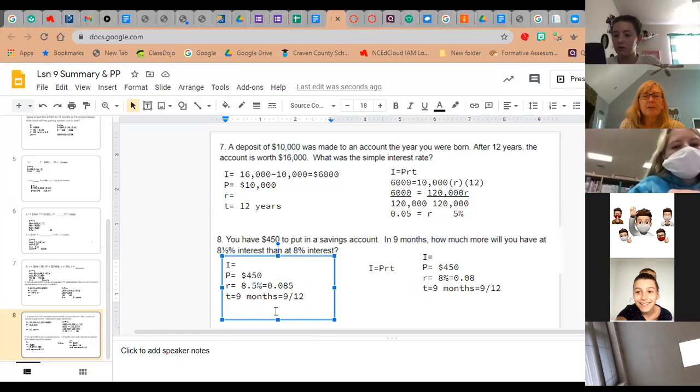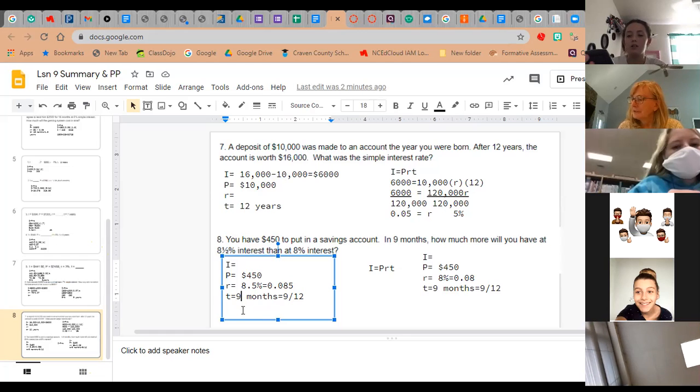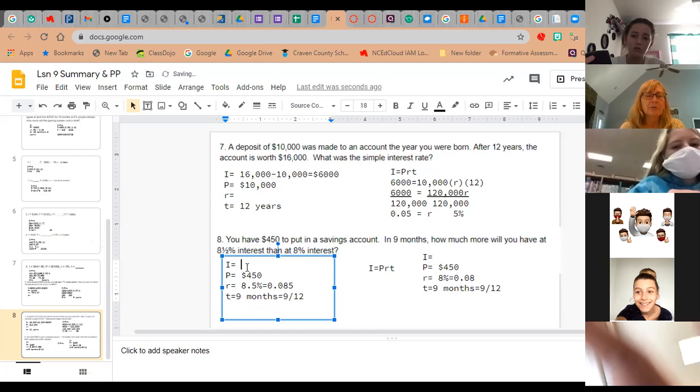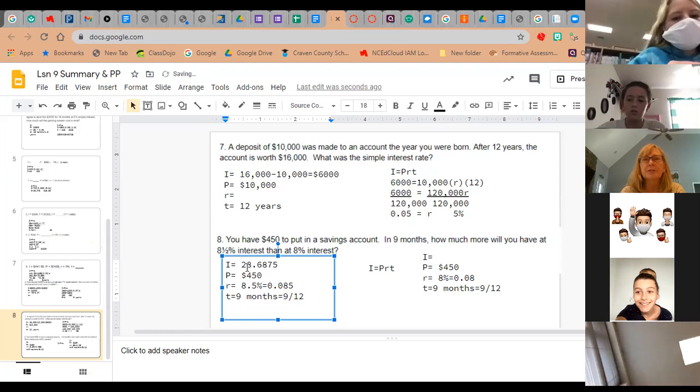450 times 0.085. Is it 28.6875? And it's money, so how much money is that going to be? $29? Nope, round to the hundredths place. 6875 is what your calculator says, right? Yes. 28.7. Money, that would be $28 and 69 cents. See where I got that?